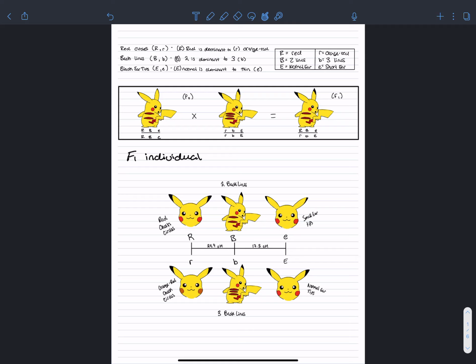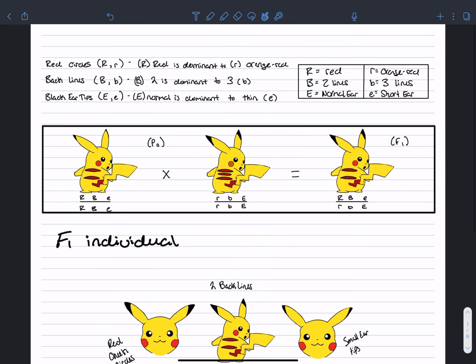My eukaryotic organism for this presentation is Pikachu from the show Pokemon. The alleles I've chosen for the purposes of this video exam are outlined at the top here, with big R, red, being dominant to little r, orange-red cheek circles, big B, 2 backlines, being dominant to little b, 3 backlines, and big E, normal ear tip, being dominant to little e, short ear tips.